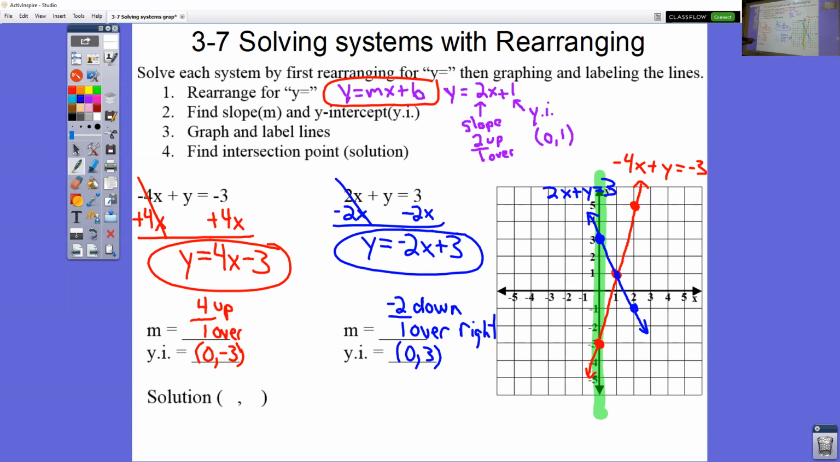So now what we need to come up with is our solution. Our solution is where the two lines cross. Where do the two lines cross? The two lines cross right here at this purple dot.